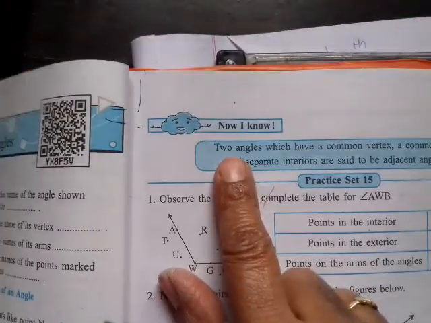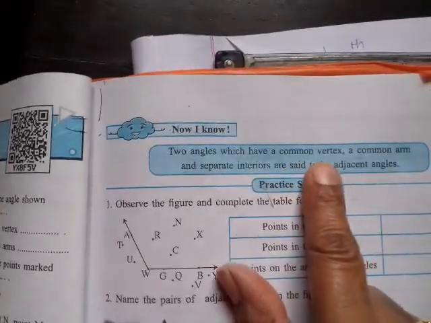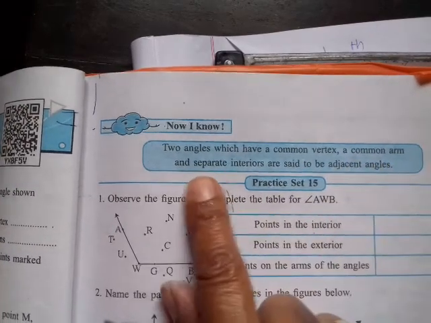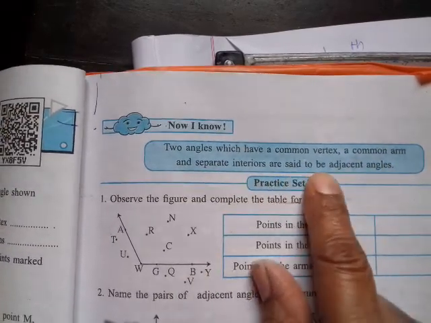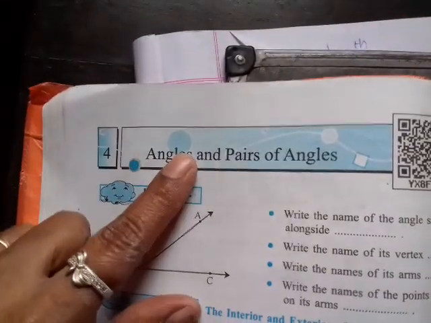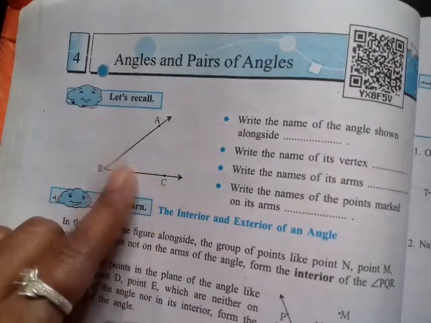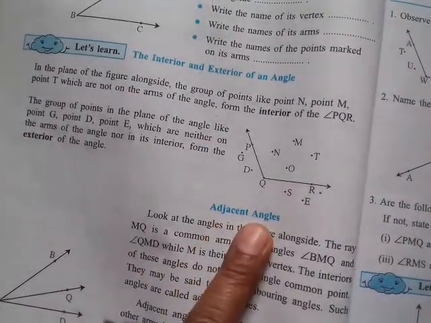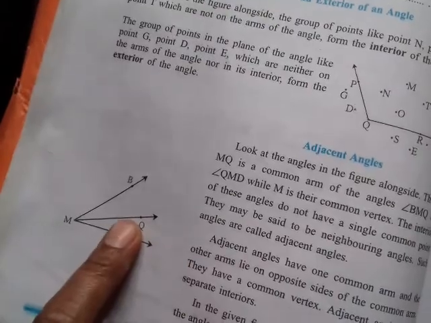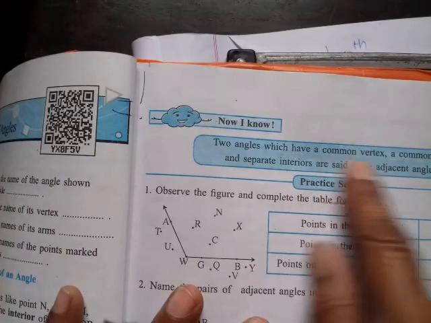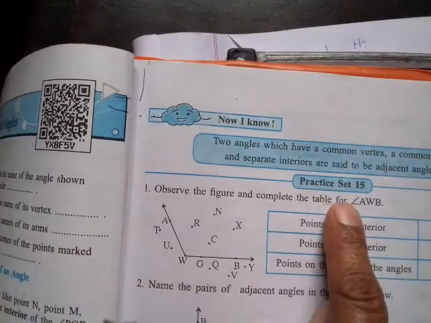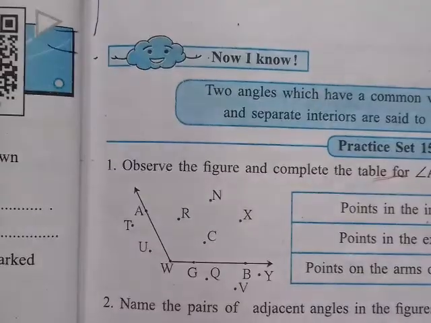Here the definition is given: two angles which have a common vertex, a common arm and separate interiors are said to be adjacent angles. So what you have to do? Write the new lesson heading. You have to recall and draw this one angle, fill in the blanks given there, then write adjacent angle. Draw this diagram, write which pairs are adjacent, and write the definition. Afterward you have to complete our practice set 15.